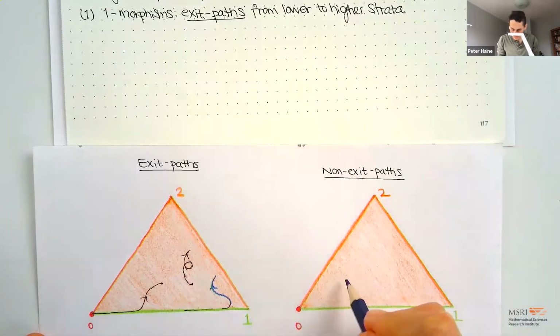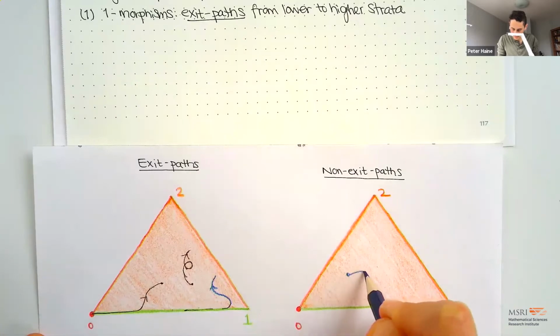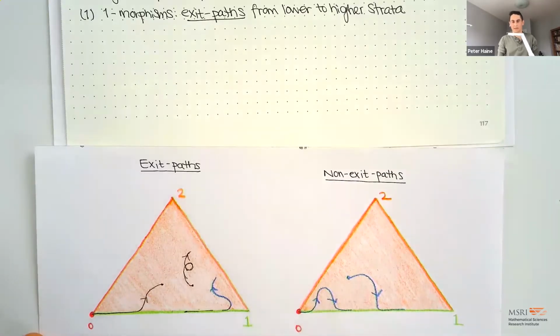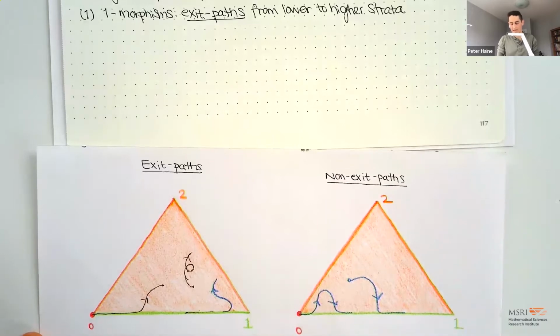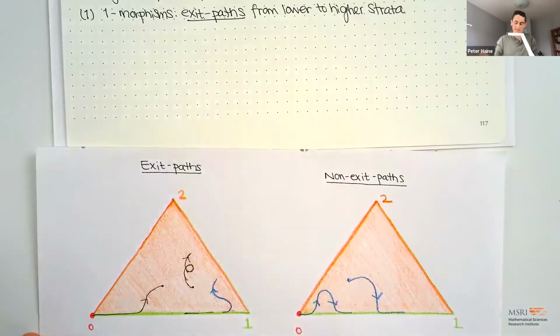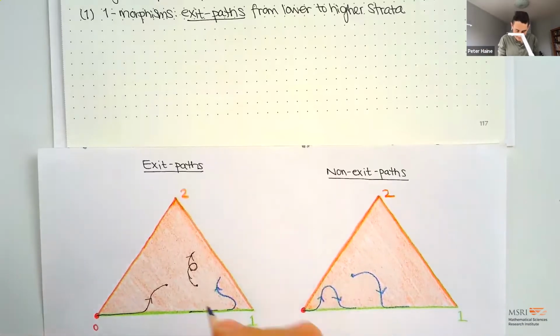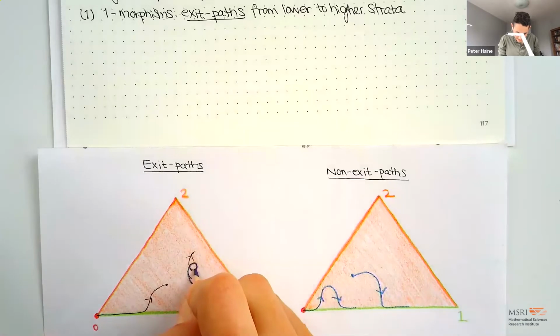But what I'm not allowed to do is start here and then go down into a lower stratum. That is not allowed. Or I'm not allowed to go up and then go down. So you're only allowed to go in the direction of the poset. You're allowed to exit a stratum. You can stay in a stratum and do whatever you want. At some point you exit the stratum, and once you exit, you're not allowed to go back to that stratum. Does that idea make sense to everyone?